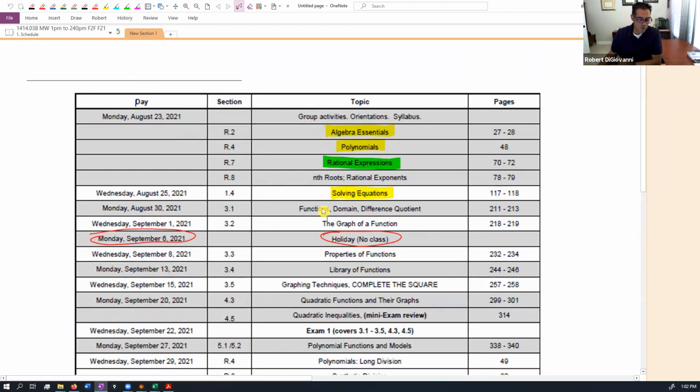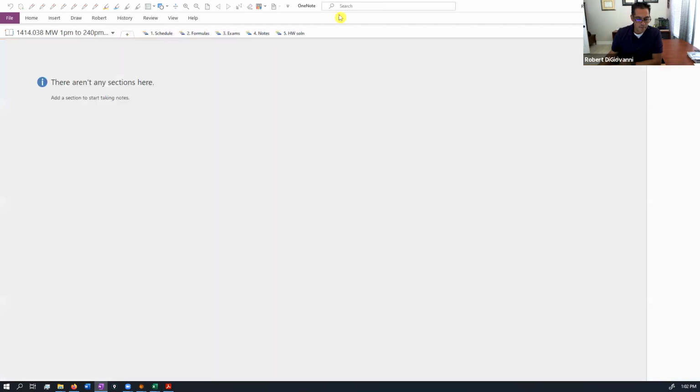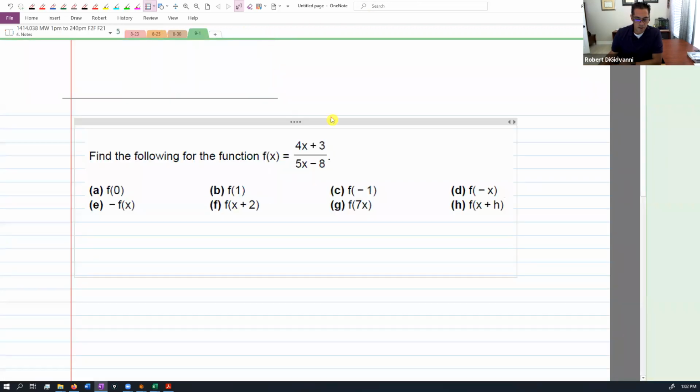Okay, last class we had started doing functions and domains and difference quotient. We just got into this. Also, the solving equations homework, I did post the video solution to that, and I sent an email to everyone letting you know where you can get to it and that it was available. So, all right. Notes, let's get into today's material.